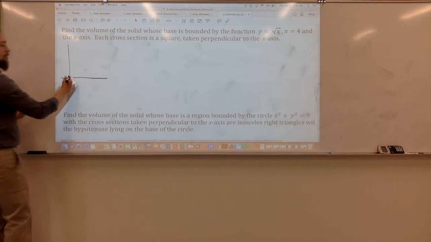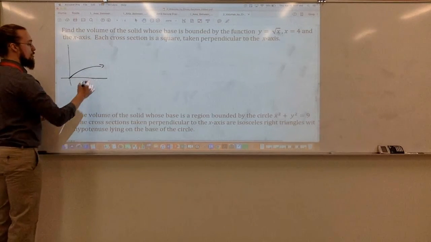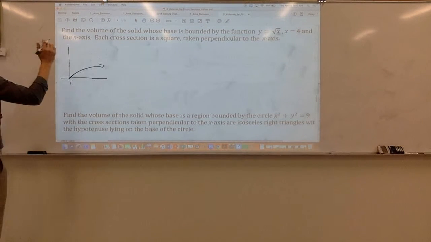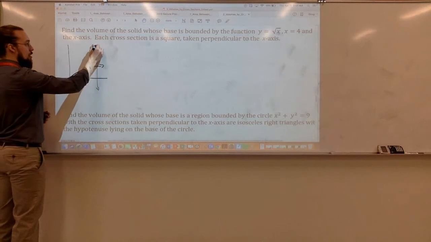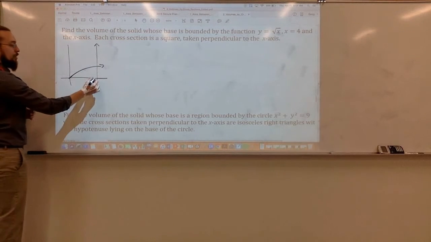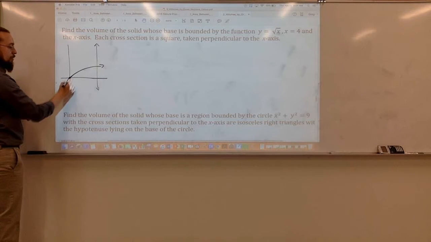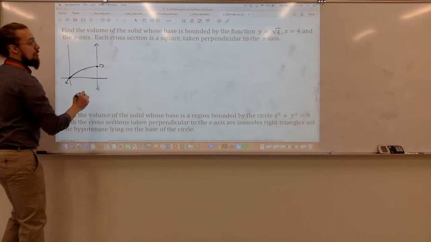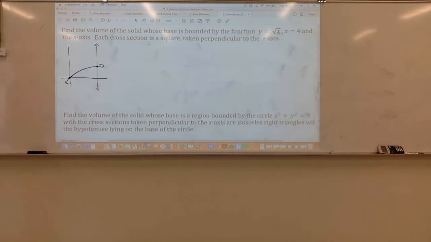And so the square root of x does something like this, right? x equals 4 is a vertical line at 4. And then the x-axis. So we're taking a look at this region right here. So we know that this point is 0, 0. Right? Where would this point be? The point where x equals 4 and the square root of x intersect, yeah, I think it would be 4, 2. Right?